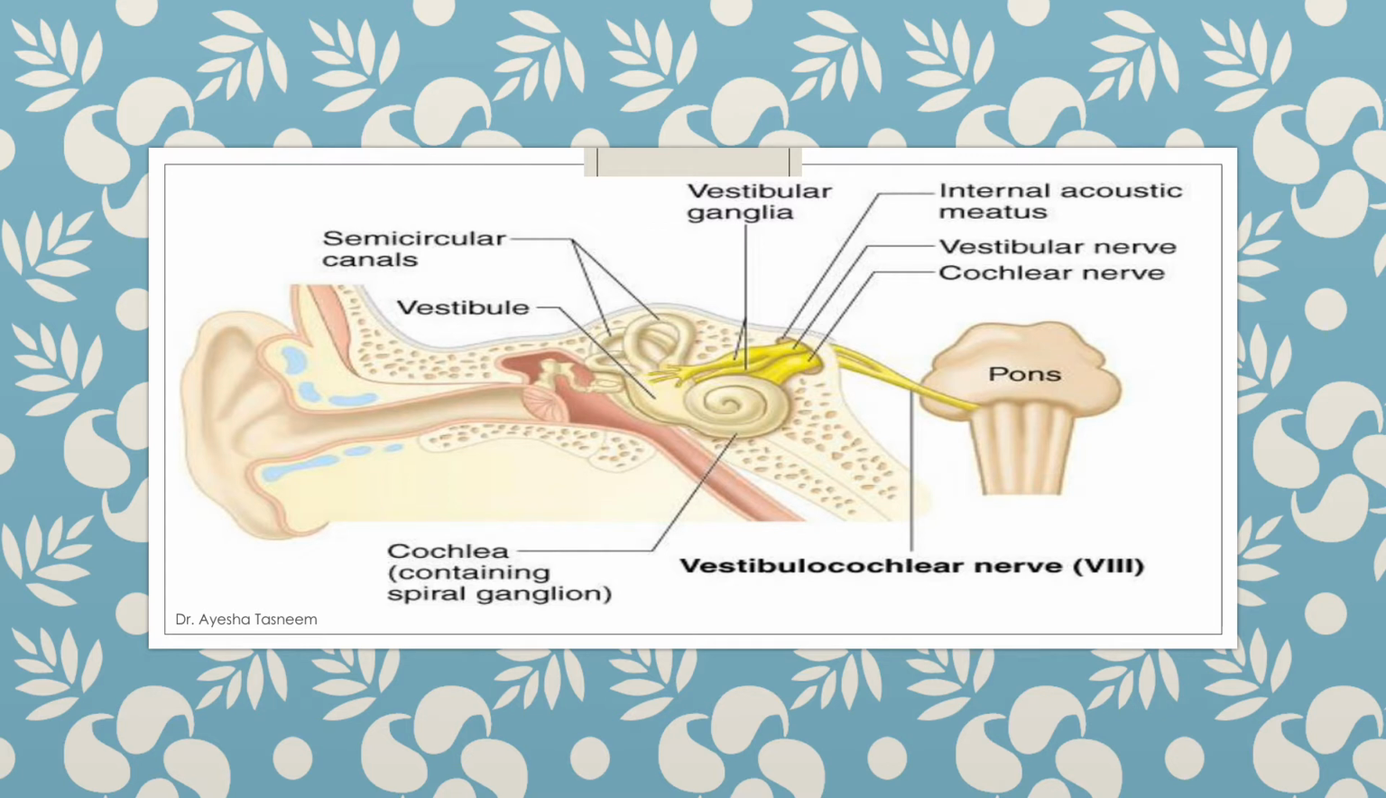We have discussed now the vestibular nuclei. This is the vestibular nerve and its ganglia, and this is the vestibule. Here you can see this is a semicircular canal, and this is the ampullar portion of the semicircular canal. The fibers arise from this area and the vestibule. They are carried by this vestibular nerve, and here is the cochlea that is associated with the cochlear nerve.